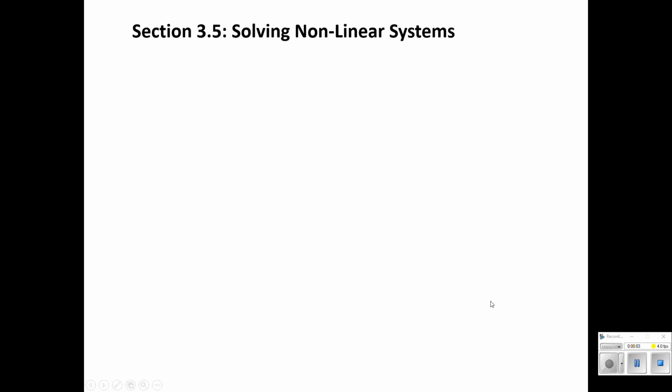Welcome to Algebra 2, Section 3.5, Solving Nonlinear Systems.